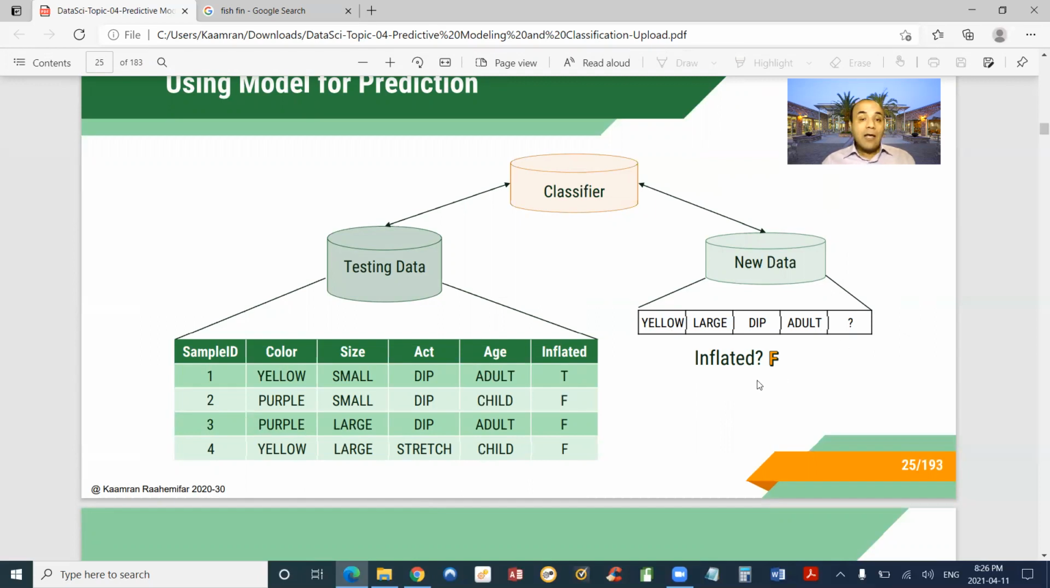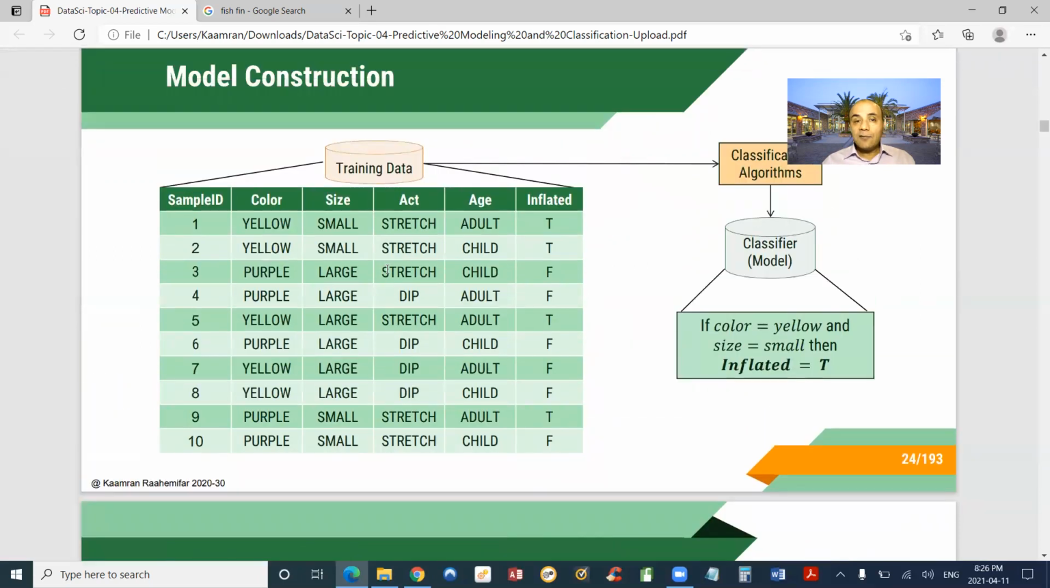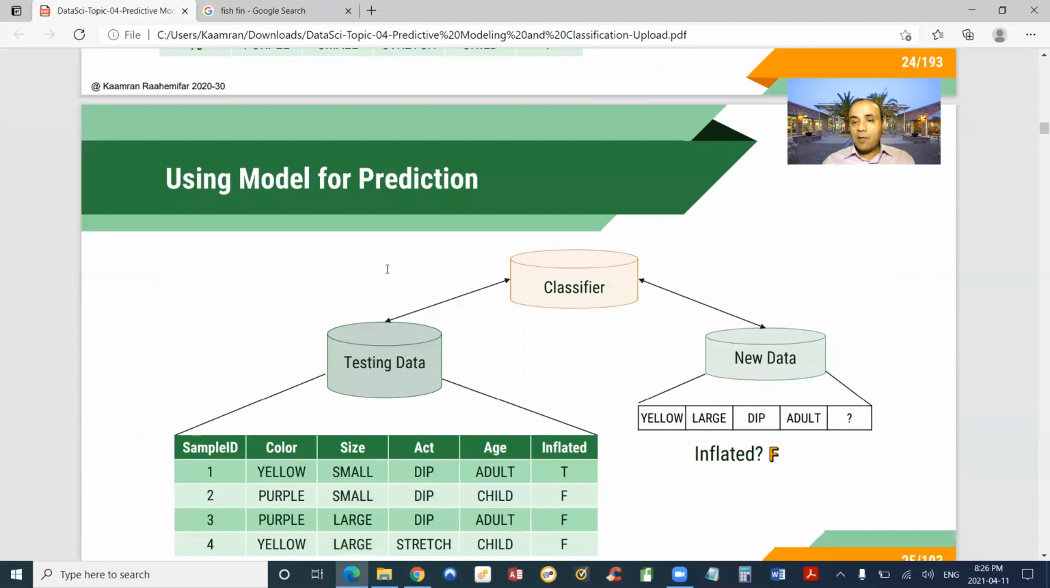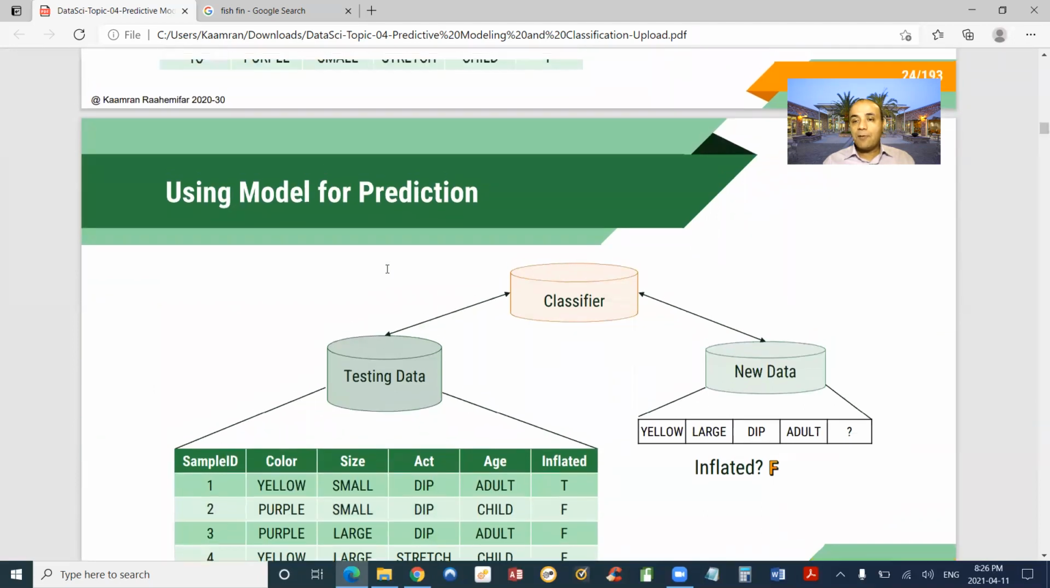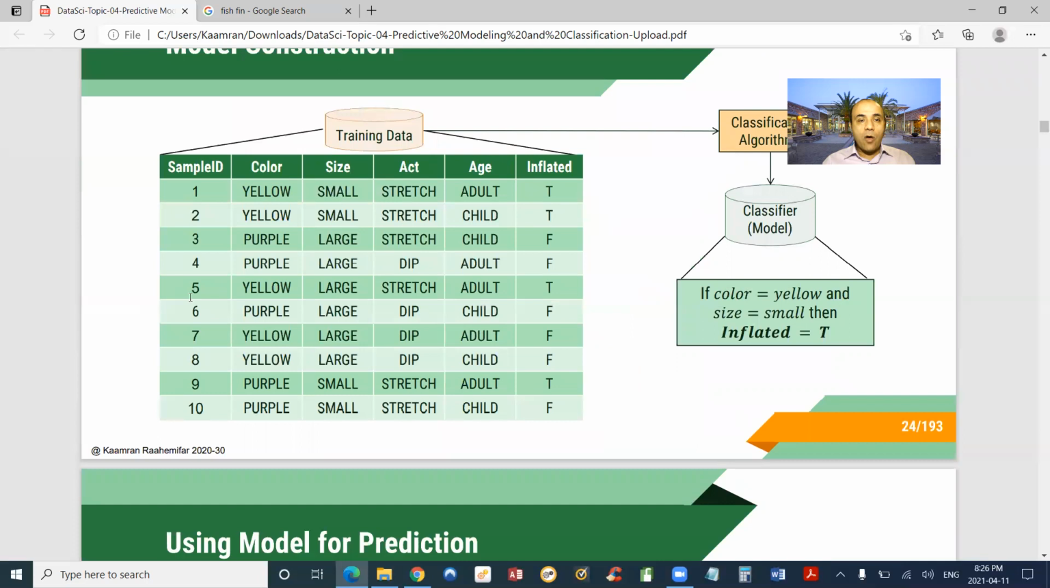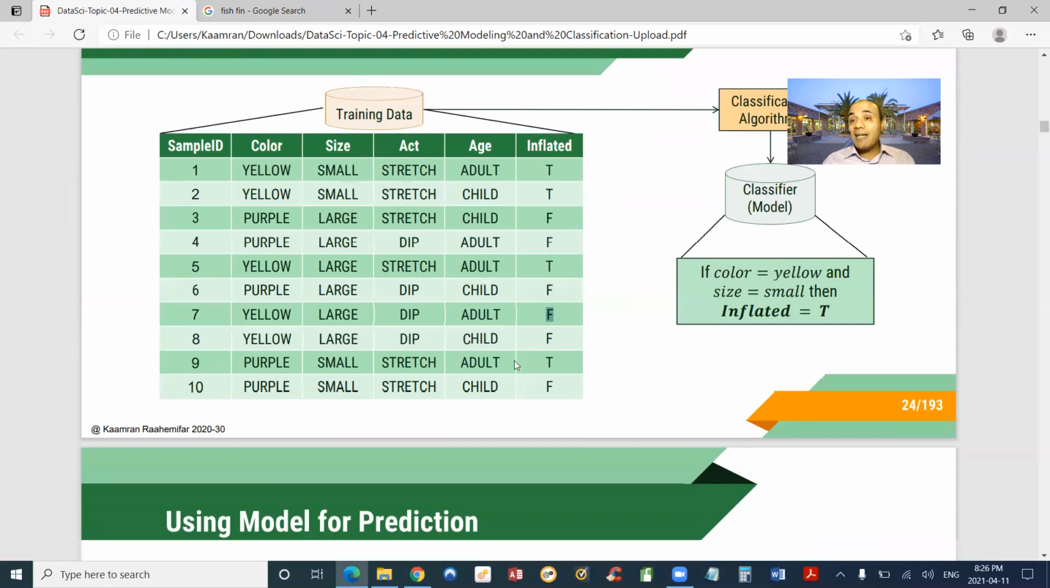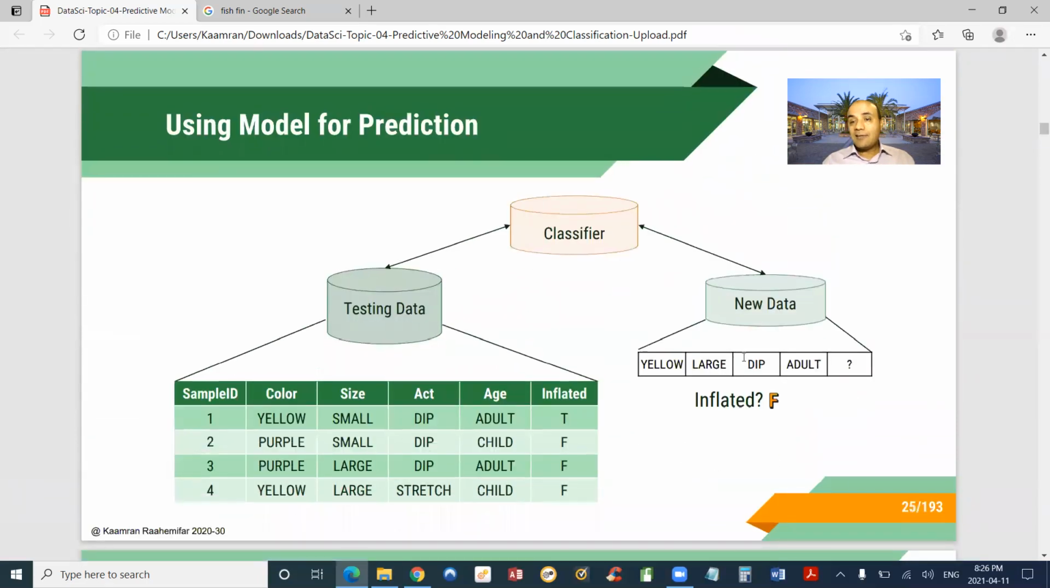But the question is, the data is brand new, you have done testing, you have done training, so you have this, for example, once again, if I'm not mistaken, yellow, large, dip, adult. I don't have yellow, large, dip, and adult. In this case, I should have said F anyway, if this is the case. But I intended to give you a case that is not in my system. So let's say that this is yellow, large, dip, and children.